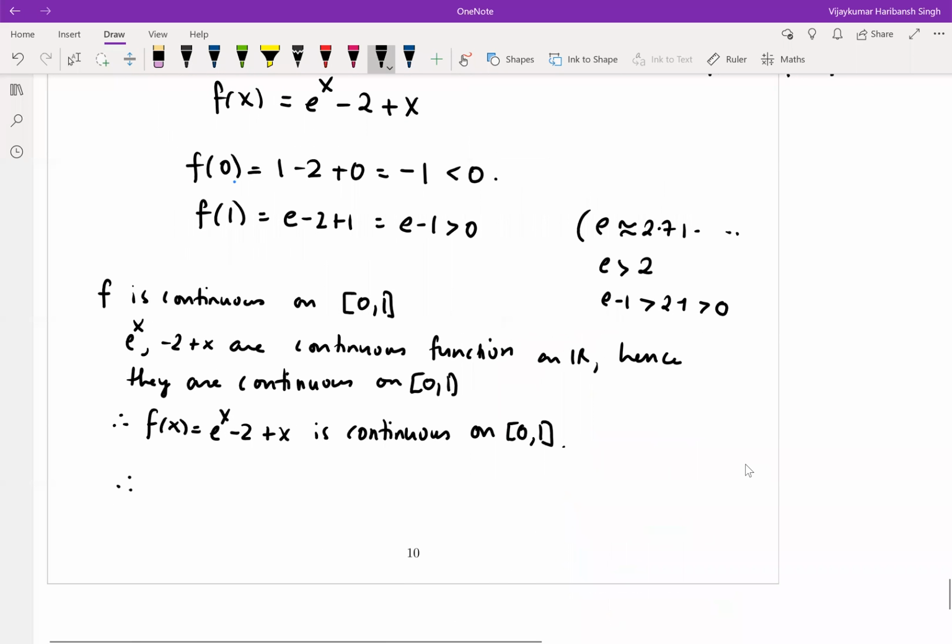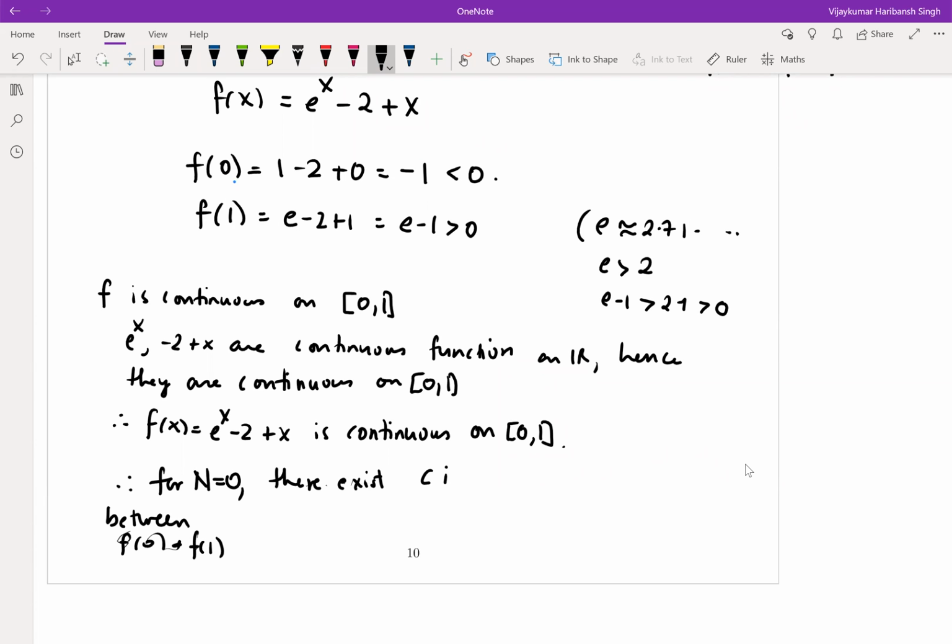Therefore, for n equals 0 between f of 0 and f of 1, there exists c in 0, 1 such that f of c equals 0. So we have proved what we set out to prove. Therefore, f has at least one real root.